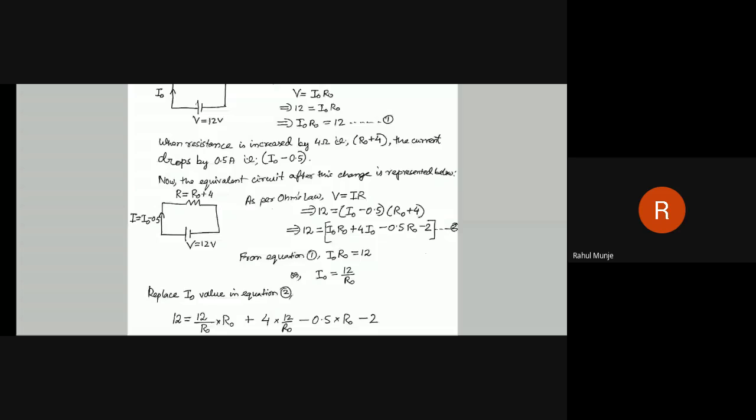Ma'am, the value of R naught is 8 ohm. Absolutely correct. How have you done it? Just tell. I get a quadratic equation in R naught. The equation is R naught square plus 4 R naught minus 96. Absolutely correct. Very good.